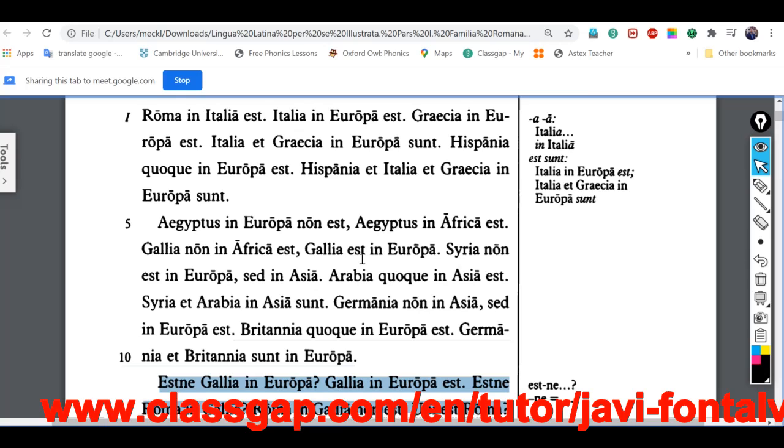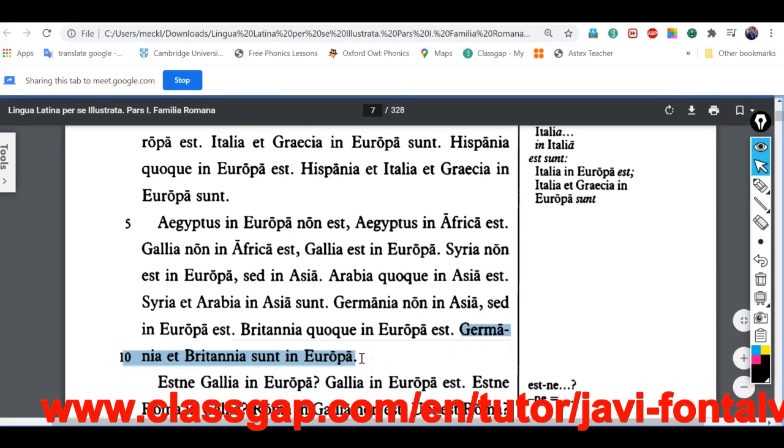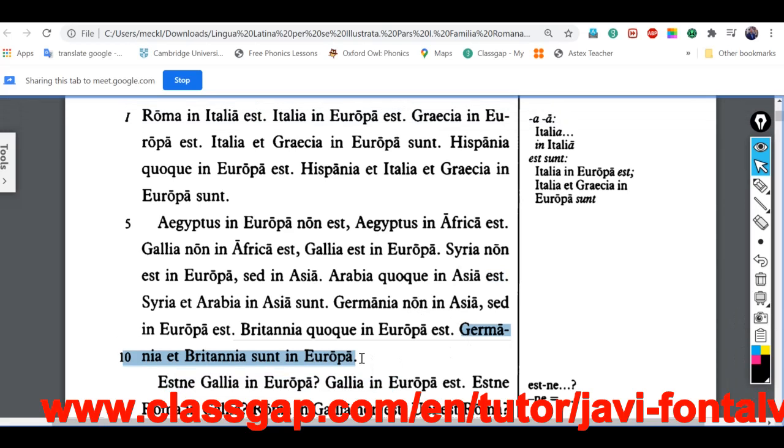You can rearrange the sentence in any order you like, but you need to write the right conjugation. In Latin, you also need to have the right declension. We'll talk more about that later. Many times you will see the verb at the end, but it's not mandatory. For example, Germania et Britannia sunt in Europa, I could simply say Germania et Britannia in Europa sunt. You don't have to follow a precise order in English, but usually you will find the verb at the end, but it's not mandatory. You could place it anywhere pretty much.